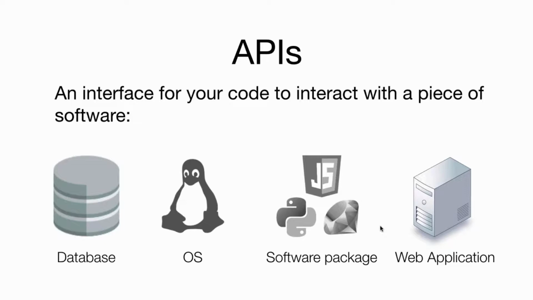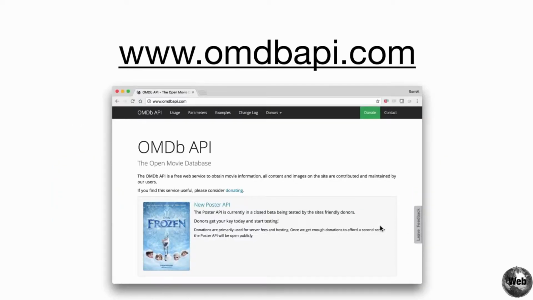And APIs don't just exist for the web, you've also probably run into them in databases, operating systems, software packages, and so on. And one example of a web API that we looked at in the last webinar was the OMDB API, which was a database of information related to movies that is provided through an API so they're easy to access. Today we're going to look at a similar web page, but a very different web page.